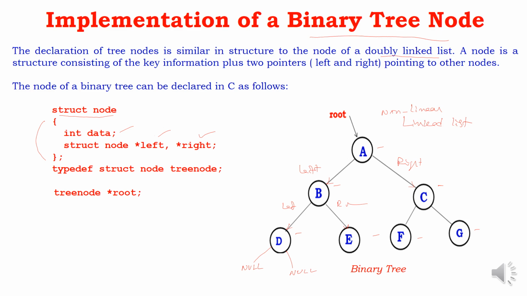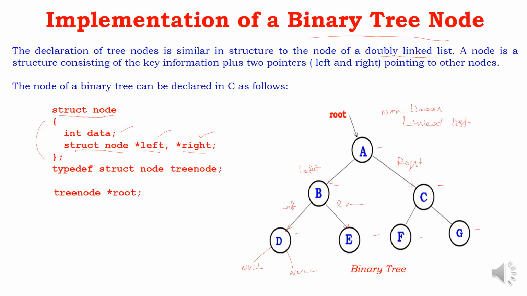Then what are left and right? Left is an address, right is an address. They are pointers. What is a pointer? A pointer is a variable which holds the address of another variable. What type of variable? Again, a struct node. It is pointing to another node. A left is pointing to B. A right is pointing to C. B left is pointing to D. B right is pointing to E. D and E are again nodes.